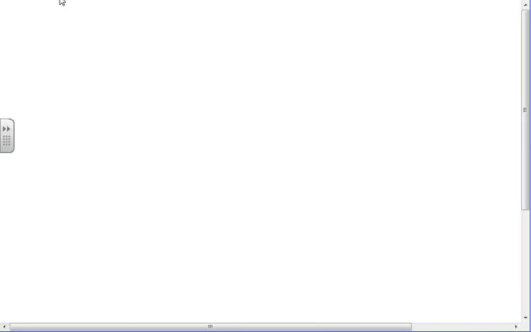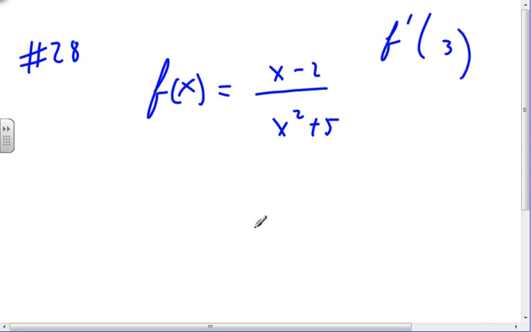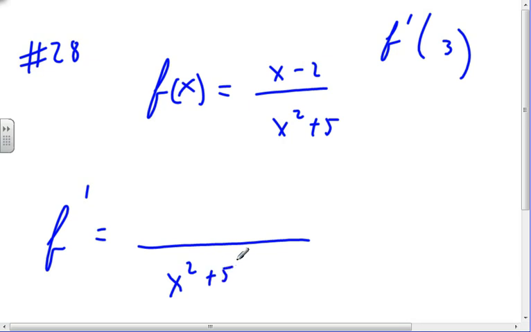I guess we'll do 28. Number 28. F of x equals x minus 2 over x squared plus 5, and I want to find f prime at 3. That's what I'm looking for. So I'm looking for a number. Okay, so f prime is equal to, on the bottom I get x squared plus 5 squared.